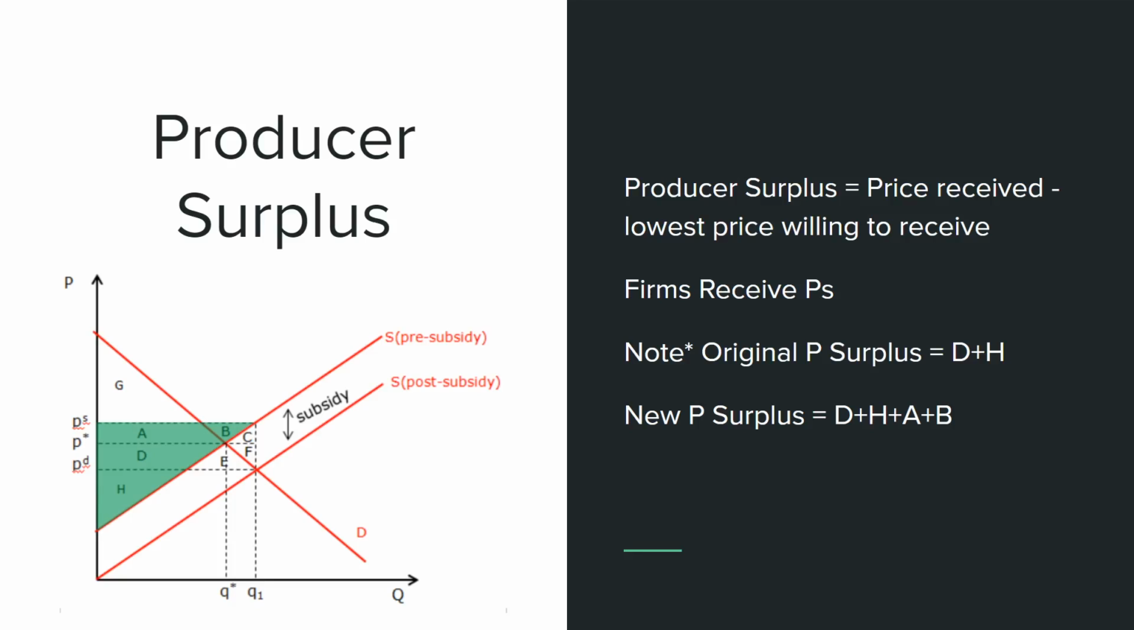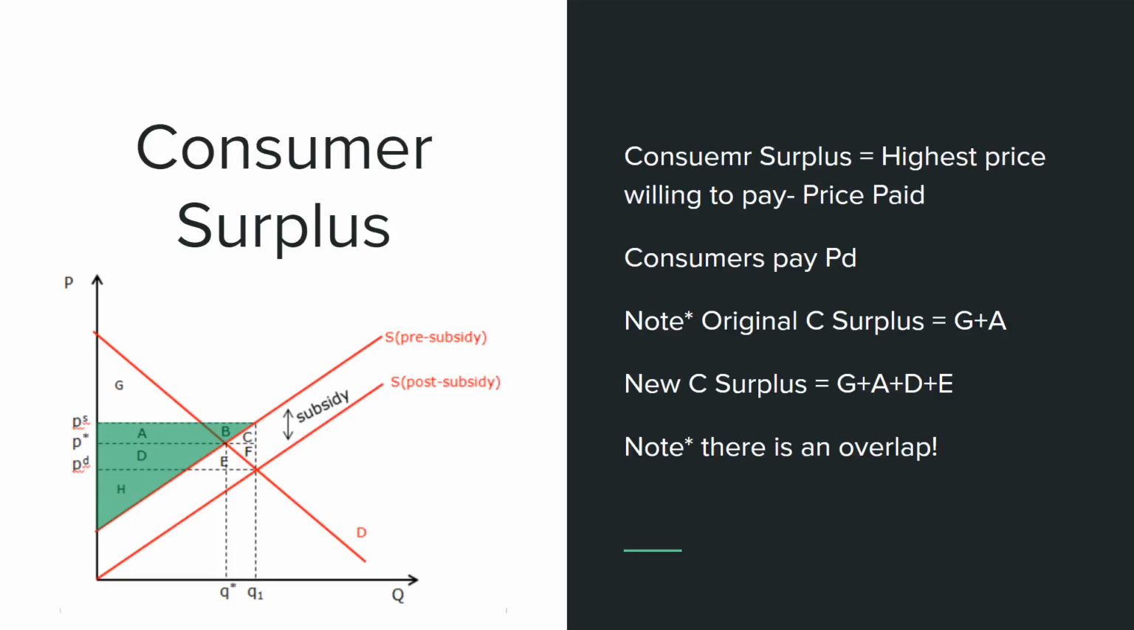And this also means that producers are more flexible in the price they're willing to receive and the price that they actually receive. Very similar to consumer surplus. Consumer surplus is the highest price willing to pay minus the price paid. So consumers pay PD according to this graph. And note that the original consumer surplus was G plus A, right? Sorry, it's not highlighted, but it's G plus A.